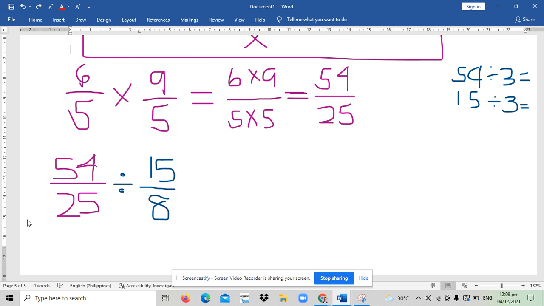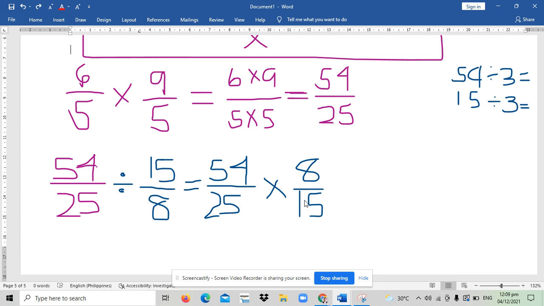So 54 over 25, dividing it by 15 over 8, we will copy the first fraction 54 over 25 and then proceed to multiplication and then reverse the second fraction. So 15 over 8 is the second fraction. That's why it's the only fraction in this equation that should be reversed or changed into its reciprocal. And the reverse of 15 over 8 is 8 over 15.